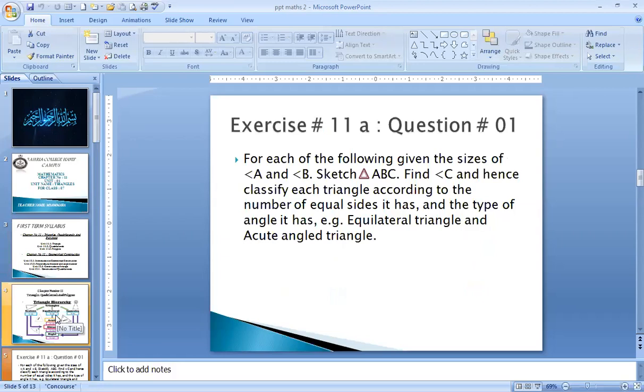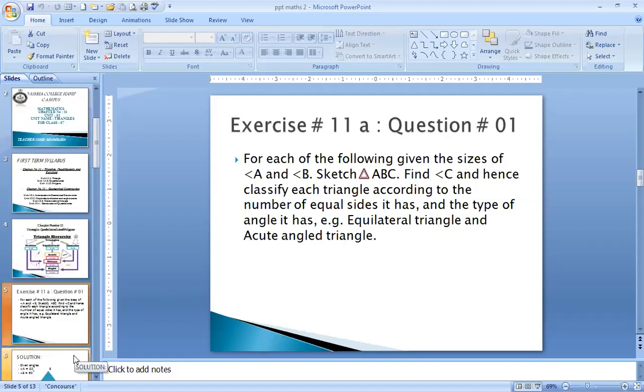So, exercise question of 11A, question number 1. In this question, we have been given two angles, angle A and angle B. First of all, sketch triangle ABC, then find its third angle, that is angle C. When angle C has been found, classify the triangle with respect to its sides and also with respect to its angles. In the end, you have to write the answers this way, for example, equilateral triangle and acute angle triangle.